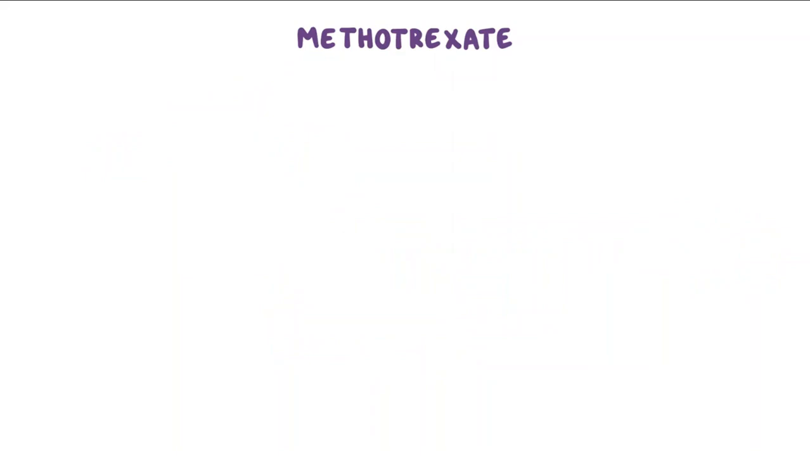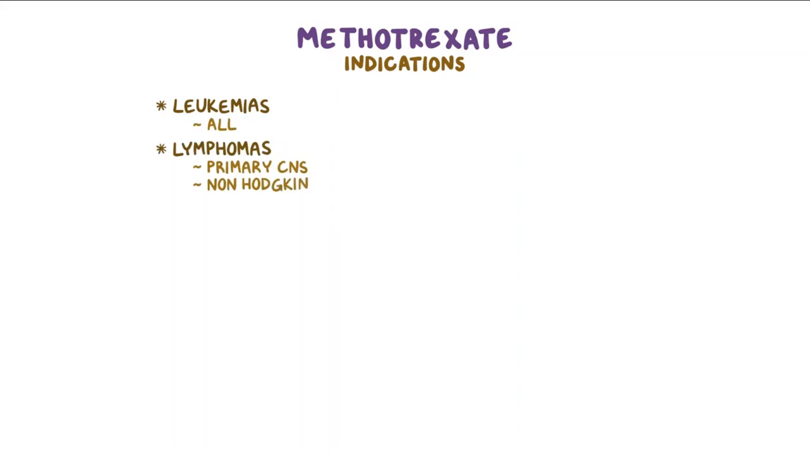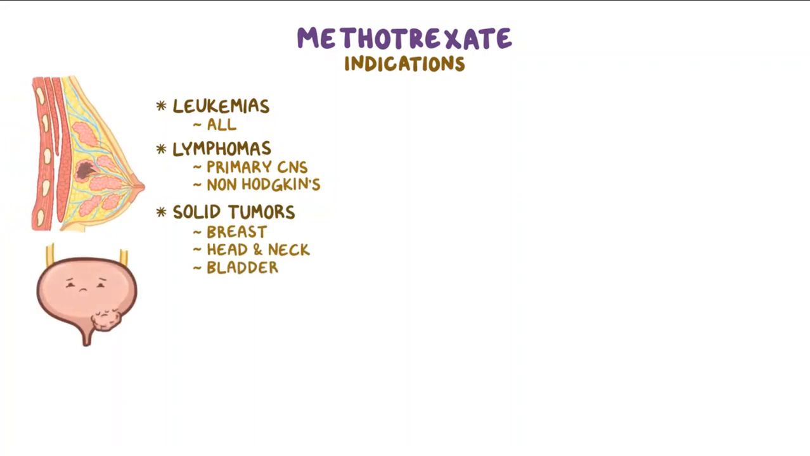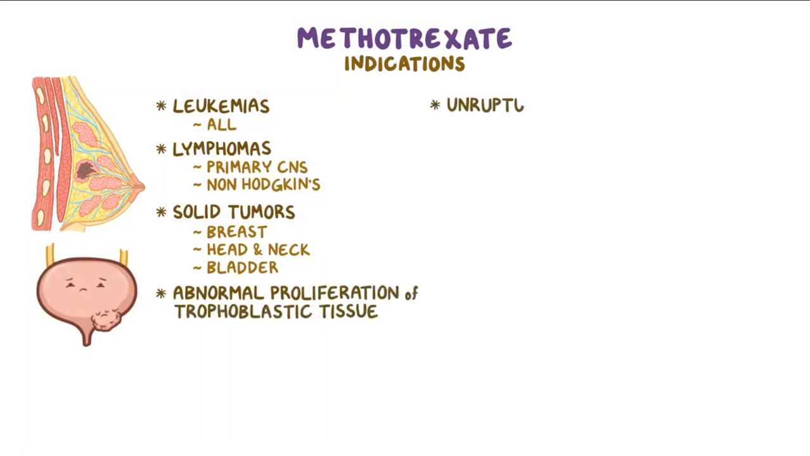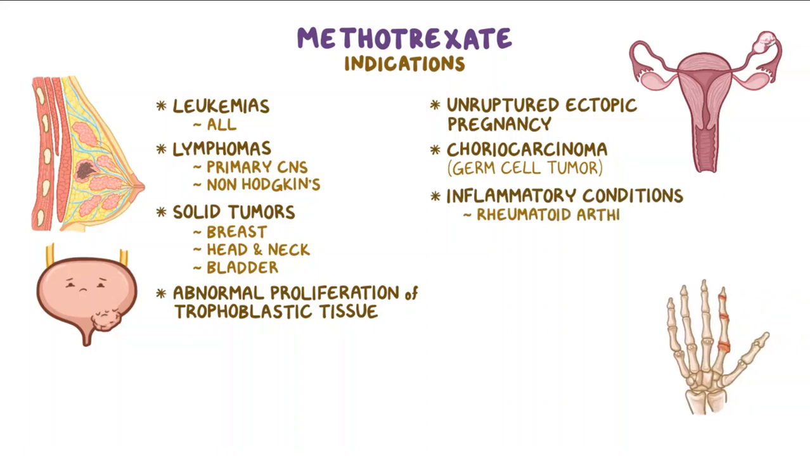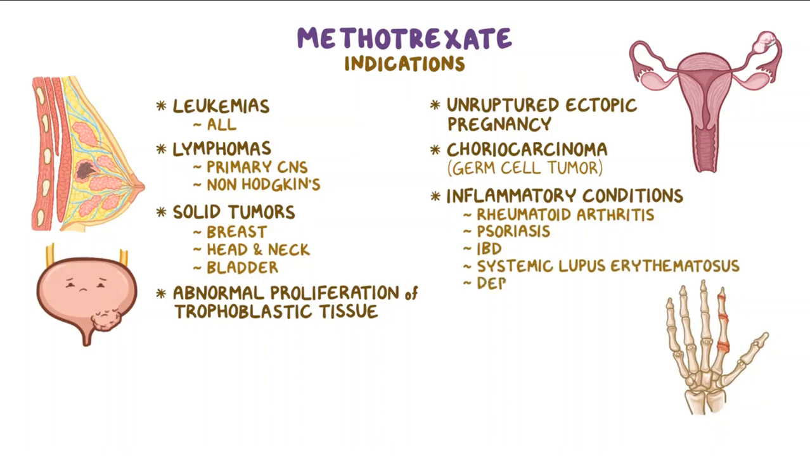Alright, methotrexate can be used for the treatment of leukemias, especially acute lymphoblastic leukemia, or ALL, lymphomas such as primary CNS lymphoma and non-Hodgkin's lymphoma, as well as solid tumors like breast cancer, head and neck cancer, and bladder cancer. Also, methotrexate can be used for conditions where there's abnormal proliferation of trophoblastic tissue. It's the drug of choice for early unruptured ectopic pregnancy and choriocarcinoma, which is a germ cell tumor. Apart from its use as an anti-cancer agent, methotrexate is also used for inflammatory conditions like rheumatoid arthritis, psoriasis, inflammatory bowel disease, systemic lupus erythematosus, and dermatomyositis.